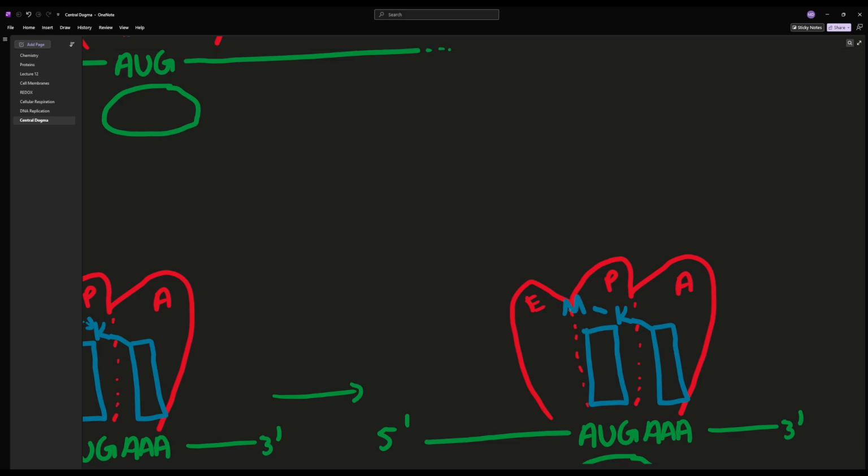So going through, that bond is going to break. Now what we get is our methionine is going to be attached to our K, which is going to be attached to its tRNA. And the methionine tRNA now won't have anything inside of it.